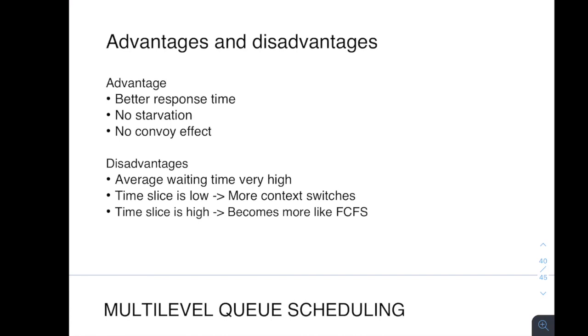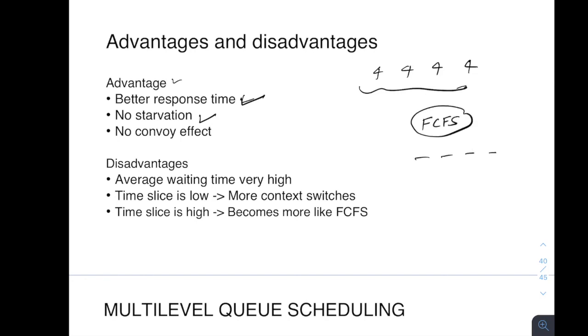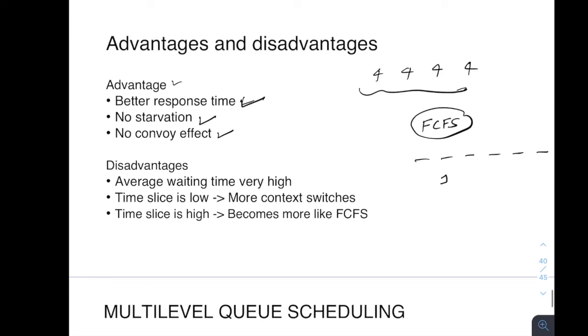Advantage is that it has better response time. Why? Response time, if you remember, is how much time the process waits in the ready queue for the first time. Now it doesn't have to wait much, because after 4, 4, 4, every process will get a chance. That's why response time is quite great here. There is no starvation here. In round robin, as in FCFS, there will never be starvation, because you are going to pick from the queue and keep on scheduling. No convoy effect here because everybody gets time. Even if the burst time of the first process is 100, it will only get 4 units of burst time. So you do not have the convoy effect.